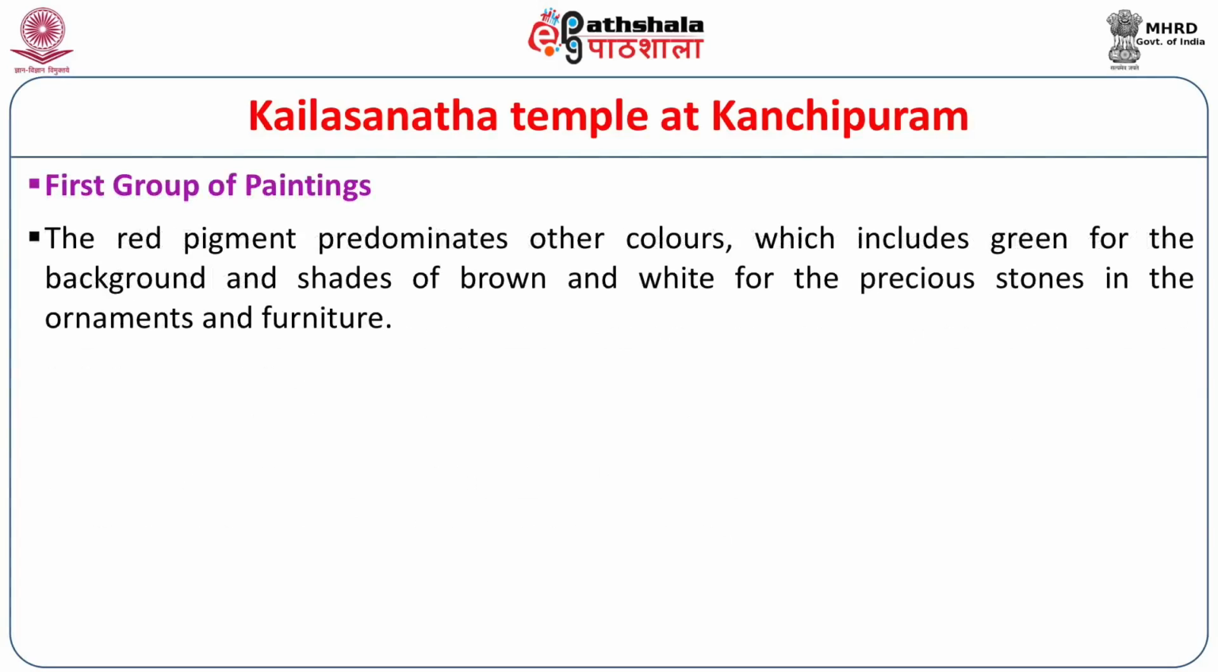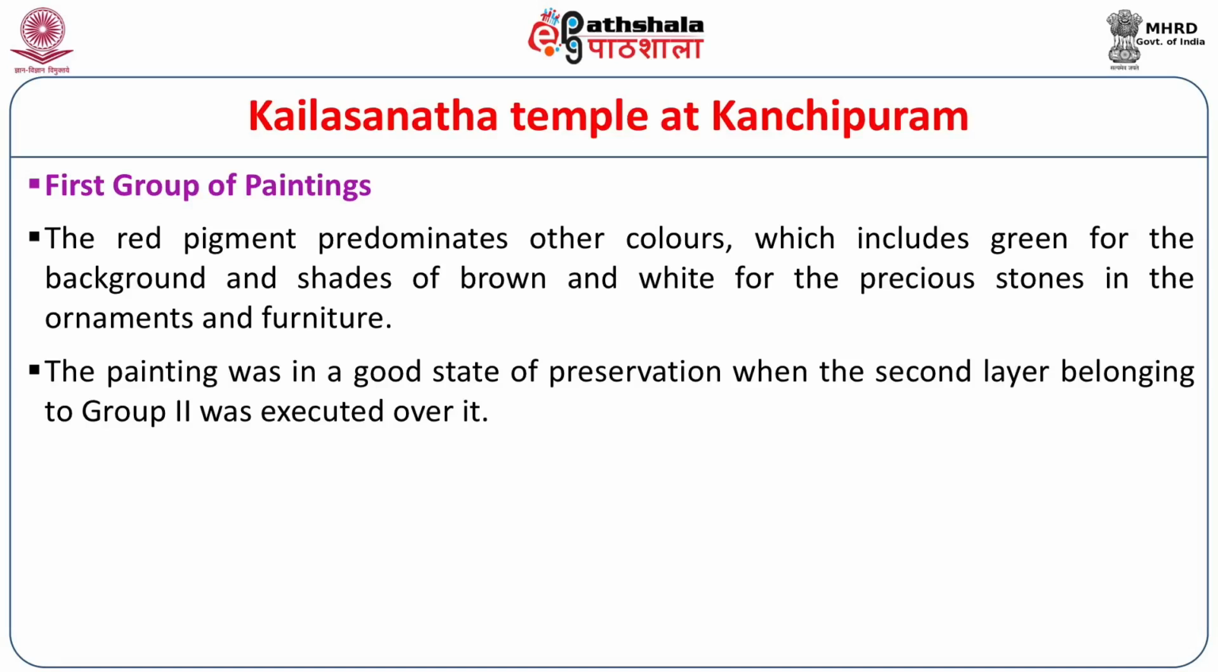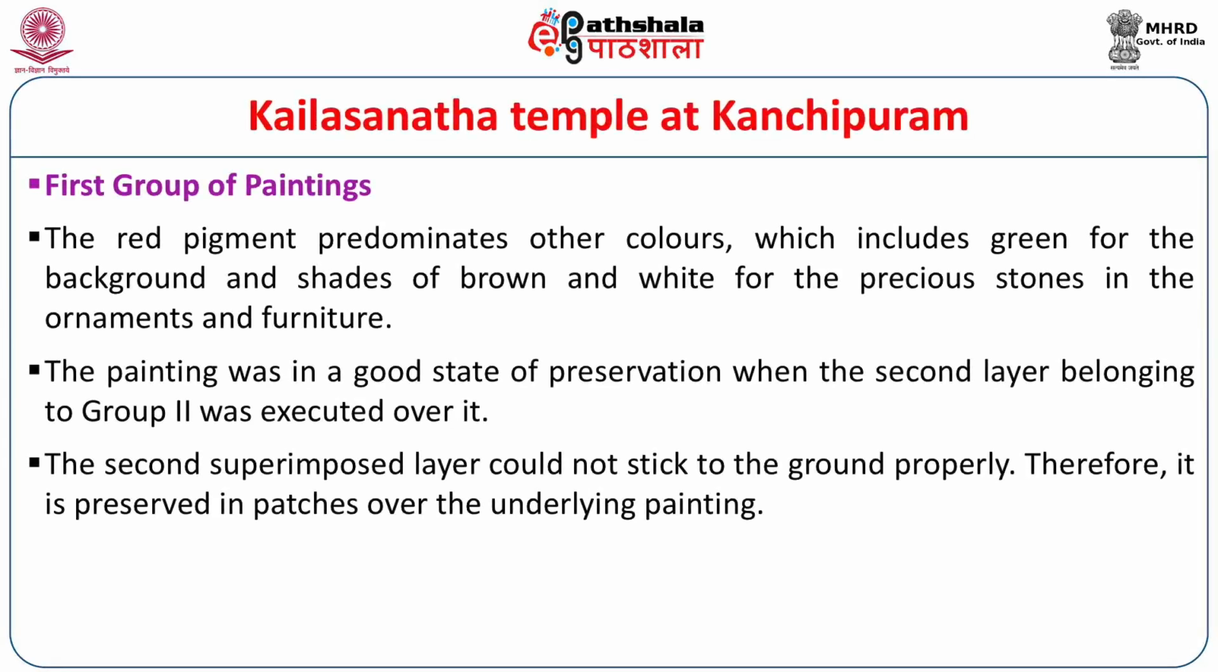The red pigment predominates over other colors, which include green for the background and shades of brown and white for the precious stones in the ornaments and furnitures. So the painting was in a good state of preservation, as we could see today at the Kailasanatha temple at Mahabalipuram. The second layer belonging to Group 2 was executed over it. That's why P.S. Sriraman assumed that these are Group 2 paintings. The second superimposed layer could not stick to the ground properly.